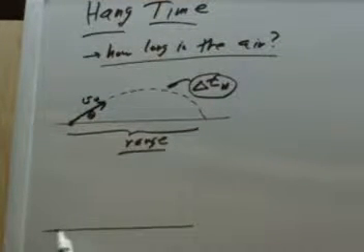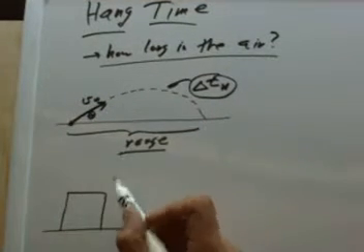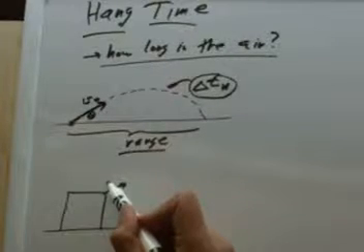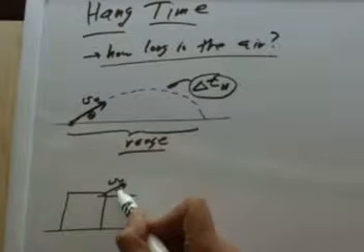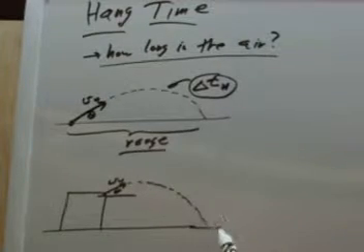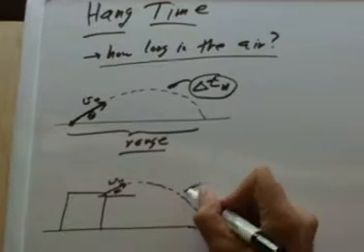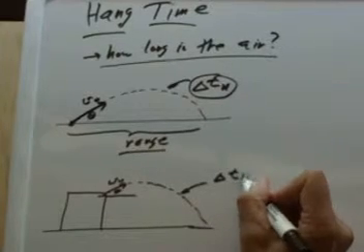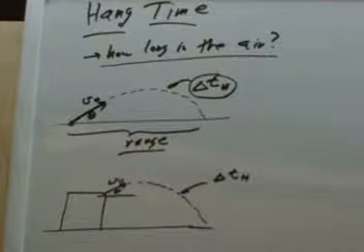Suppose you had a problem where you launch the projectile from the top of a building. Now here's the v naught, and there's the theta. You will still get the projectile motion, but it's very asymmetric now. Nonetheless, this object still has some delta t sub h. It still has a hang time. How long was it in the air?